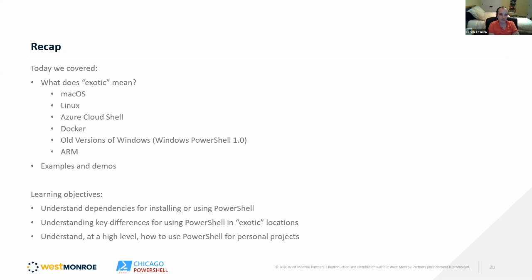So I talked about exotic PowerShell, and to me that means running it in weird places, right? Like macOS, Linux, Azure Cloud Shell, Docker, really old versions of Windows. I know people cringe, but PowerShell version 1, I like to make sure my stuff works there. And then ARM. So these are all things to be aware of as far as platforms that are out there from a PowerShell perspective.